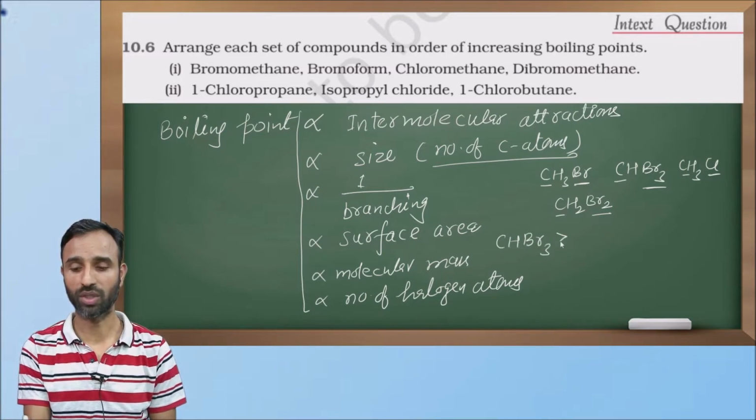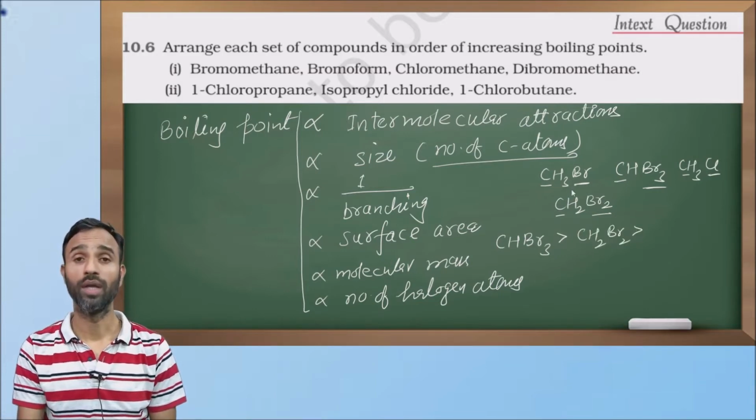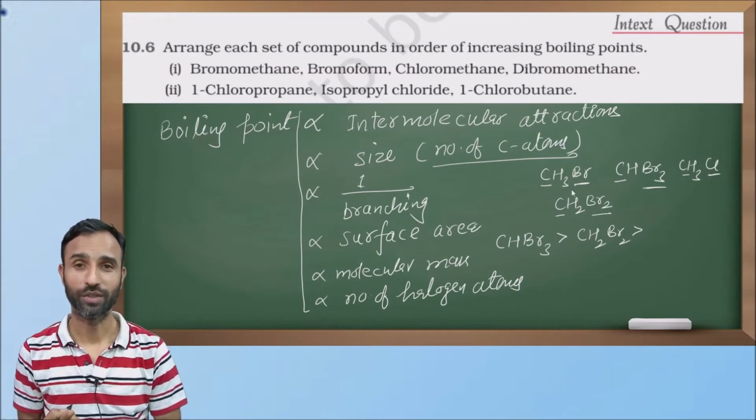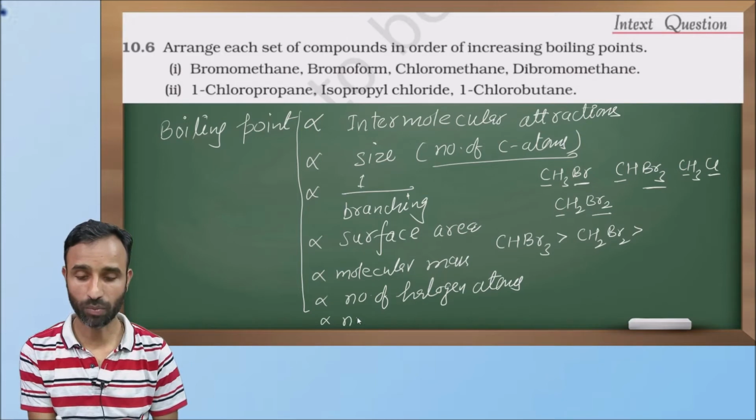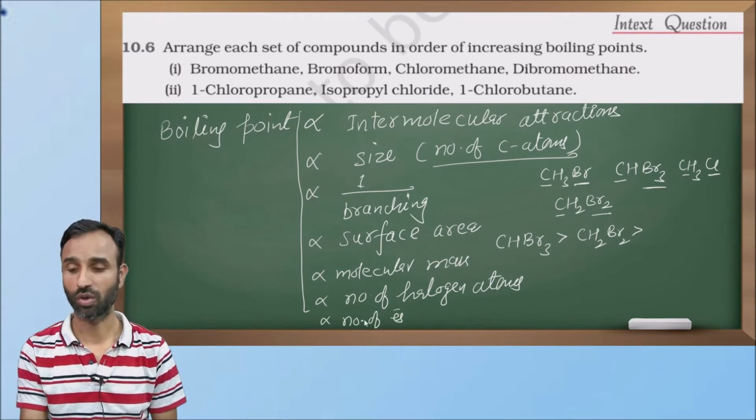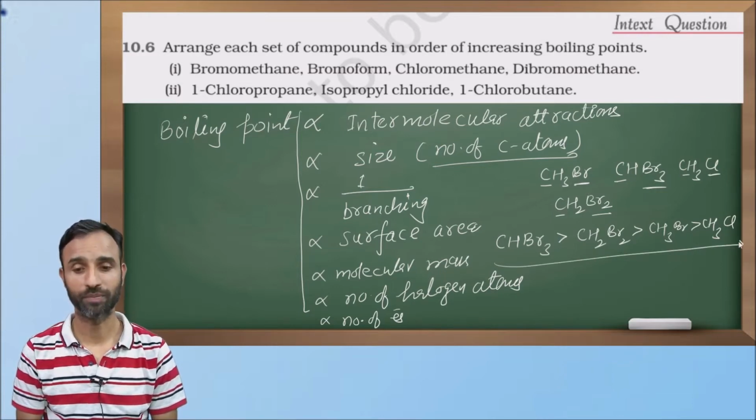Obviously the one with 3 bromines. Then it is the one with 2 bromines. Now 1 bromine and 1 chlorine. So which one has the higher boiling point? The one with higher molar mass, because it is also proportional to the number of electrons. So CH3Br, and then CH3Cl. So this is the order of the boiling point.